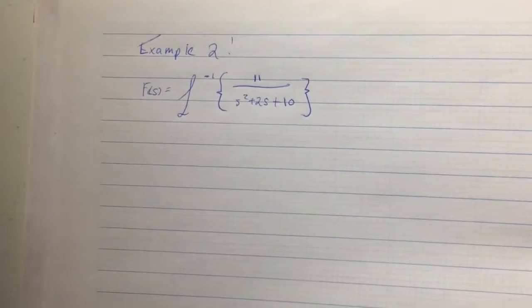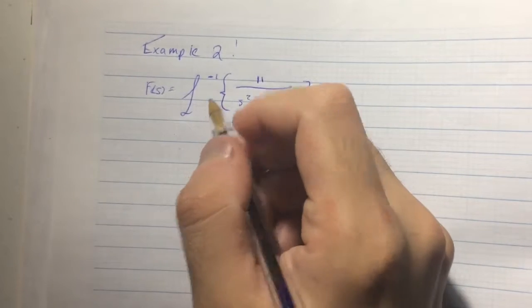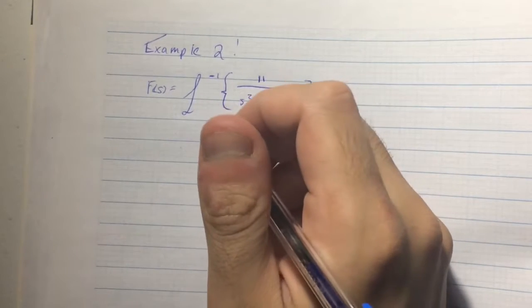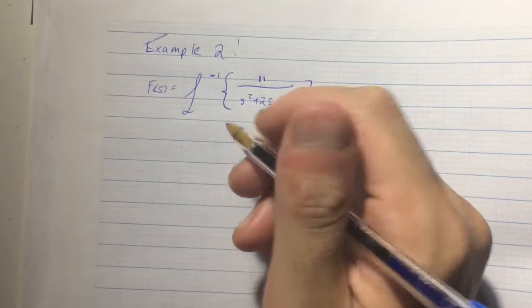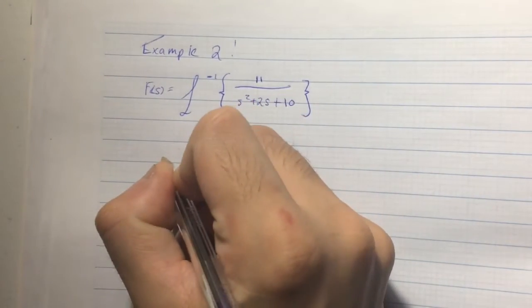Alright, let's solve the inverse Laplace transform. So this is example 2. I'm hoping that you've seen my first example and the following video where I explain the main ones from the table you need to memorize, so to speak. So let's get into it.